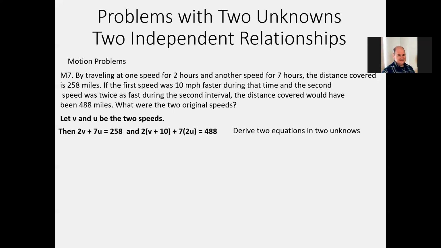The first distance is 2 times V and 7 plus U, because those are the hours that they spent. It's a speed times a time, a speed times a time. In the second situation, I picked up one speed by 10, same time as 2. I doubled the other speed to get to 2V, same time by 7. Now that distance would be 48.